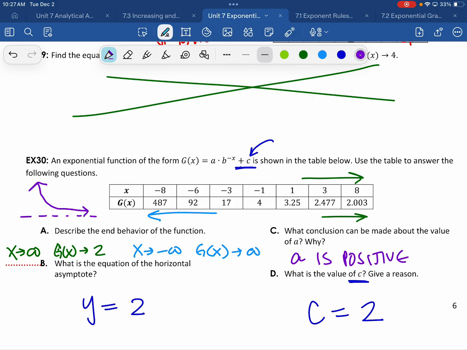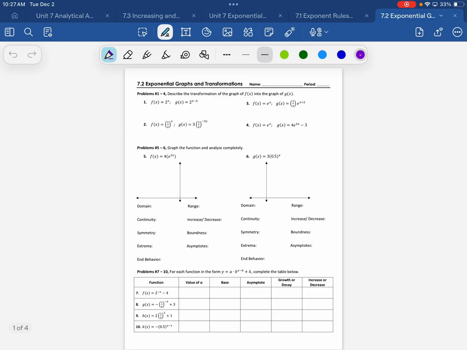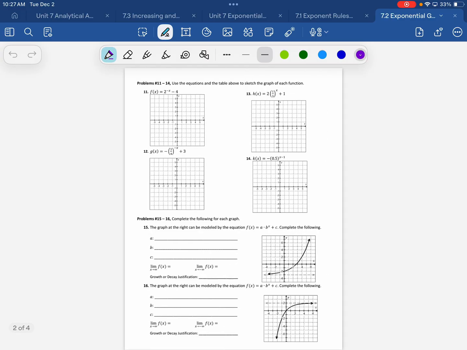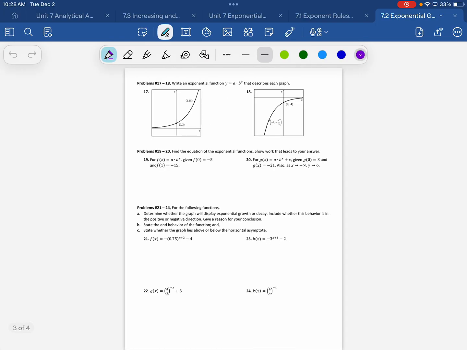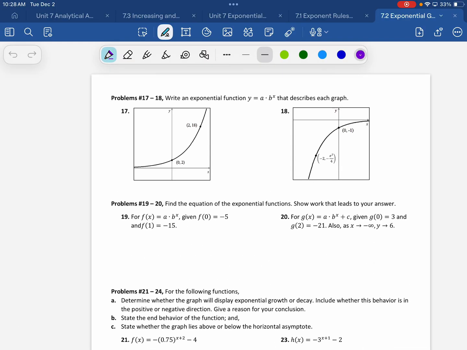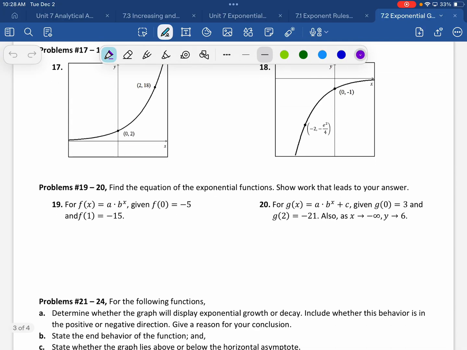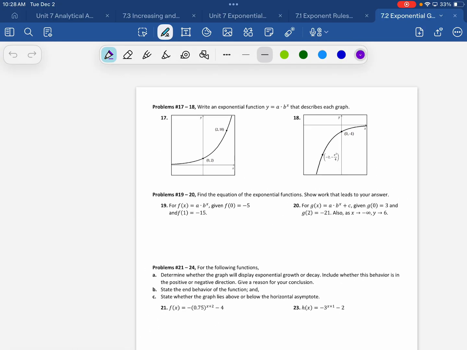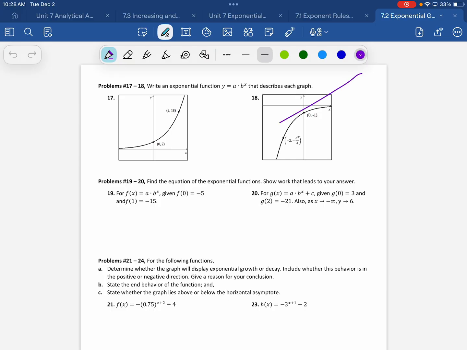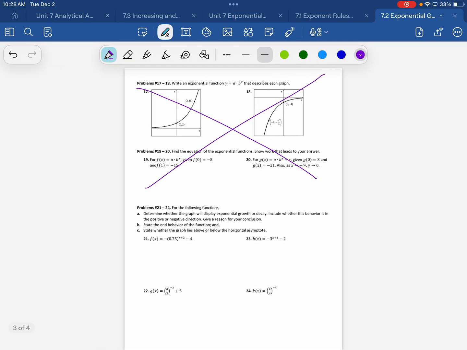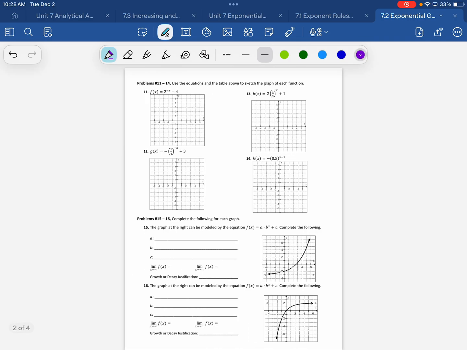Okay. So what questions are we taking? Let me look and see. Describe. That's fine. Um, 17 and 18. Or wait, no, that's fine. We can take off 17 through 20. I think the rest of them we can do.